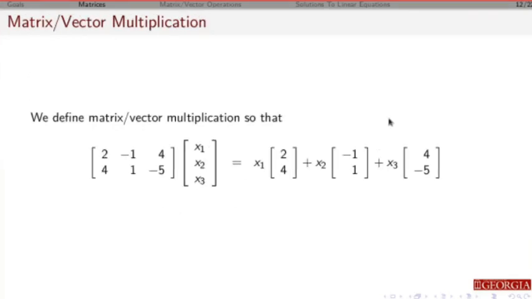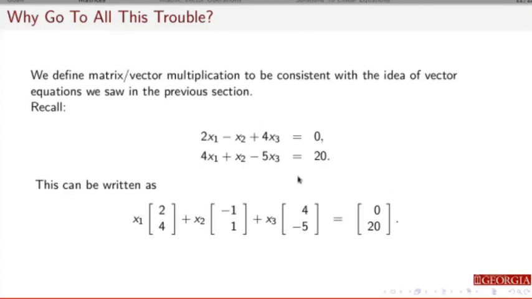And we're going to define matrix vector multiplication. Let me go back real quick and note it here. If I were to write this as a vector, I can take the first vector and put it in the first column, take the second vector and write it in the second column, take the third vector and write it in the third column.